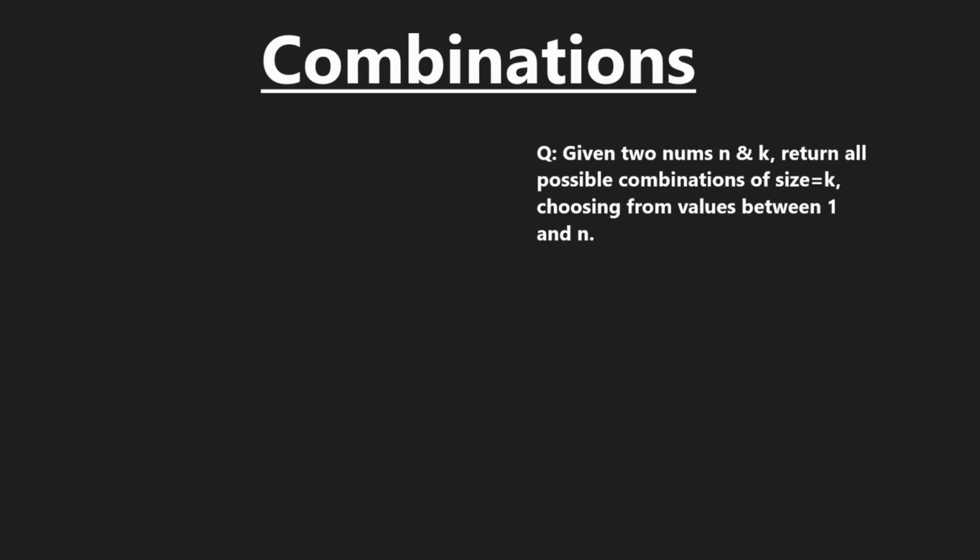For this example though, suppose we're only given two integers as parameters. One is n. In this case, let's say n is equal to 5, and let's say k is equal to 2. In this case, n represents the numbers that we can choose from. So the numbers that we can choose from are between 1 and n. So in this case, we can choose any numbers between 1 and 5. And we want to create all possible combinations from this set of numbers. But the catch is that the combinations can only be of size 2.